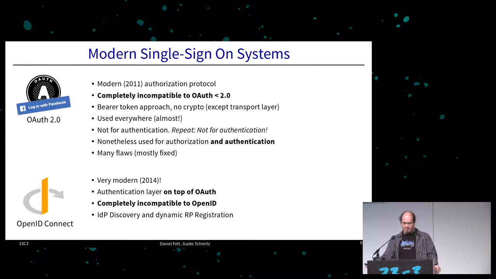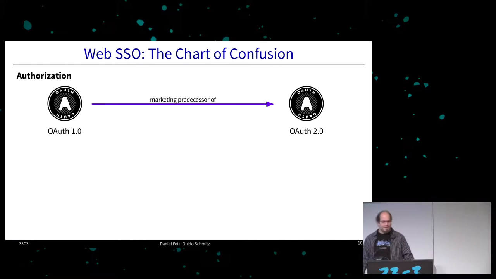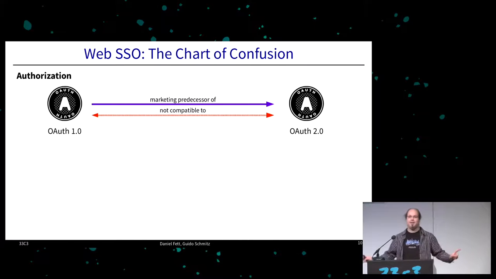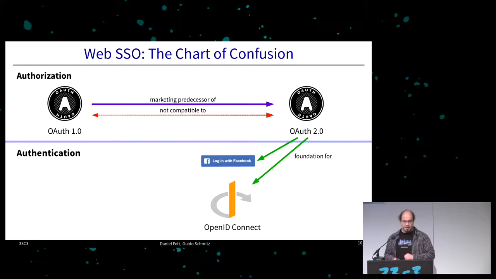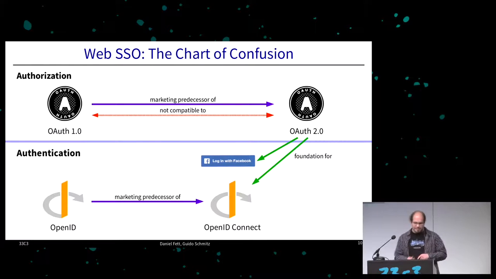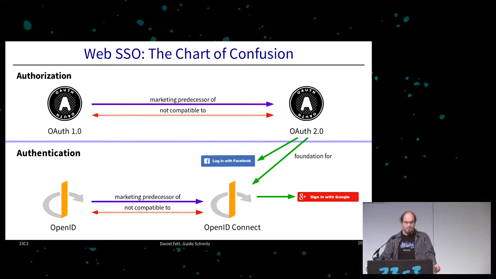So this leads us to the web single sign-on chart of confusion. So we have OAuth 1, which is the marketing predecessor of OAuth 2, but completely incompatible to OAuth 2. And OAuth 2 serves as the foundation for login with Facebook, for authentication, and also for OpenID Connect. And there's OpenID, which is the marketing predecessor of OpenID Connect, but same here, it's not compatible to each other. And OpenID Connect is used, for example, by Google. So these are the most commonly used web single sign-on systems.